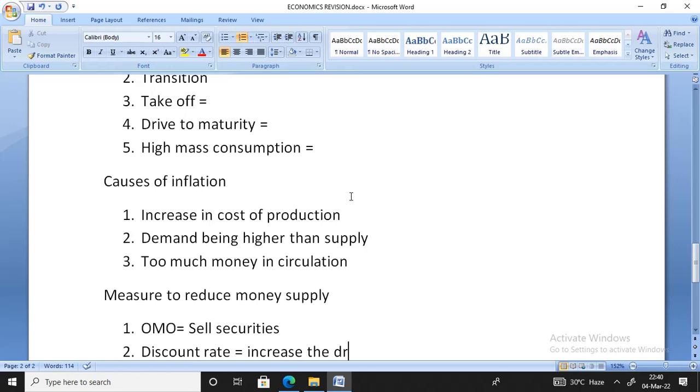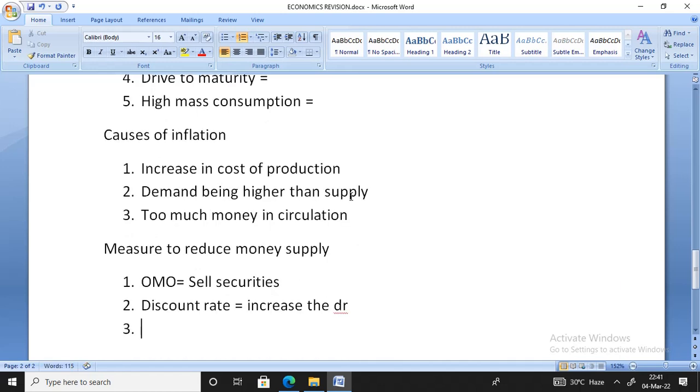What happens when you increase the discount rate? Interest rates will increase. What is an interest rate? It's just the price of money. So if the price of money goes up, it's costly to borrow, and people borrow less, and there will be less money in circulation.